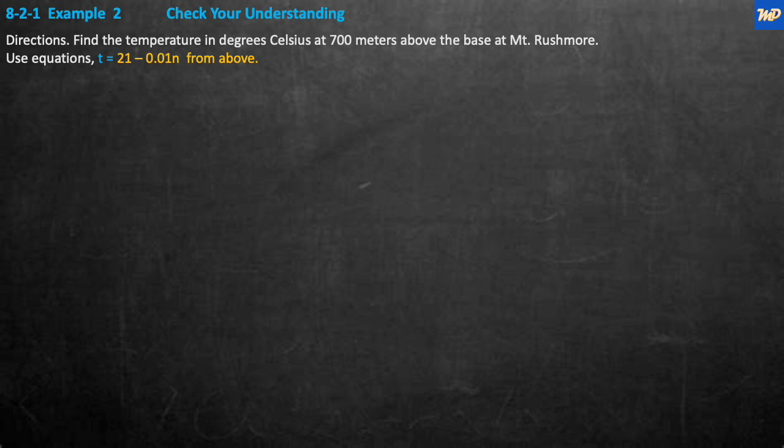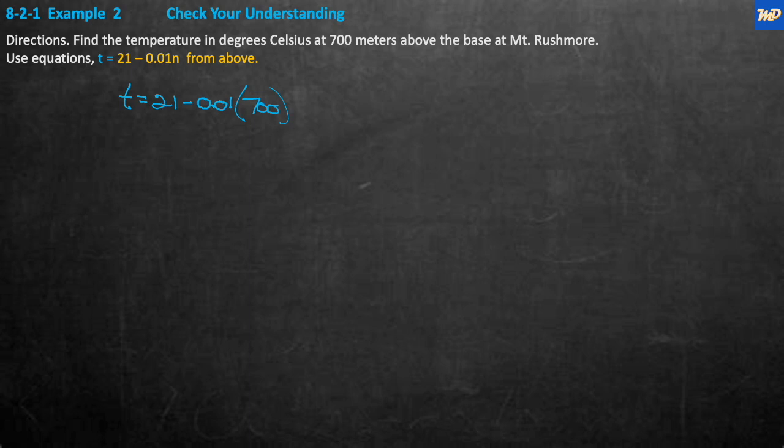Okay? So here, in example 2, check your understanding. We're not straying very far from where we were just a second ago. They want to say, find the temperature in degrees Celsius at 700 meters above the base at Mount Rushmore. Use the equation from above, it's the same equation. So let's go ahead and write this. T is equal to 21 minus 0.01 times 700. You can probably see what's coming next, right?